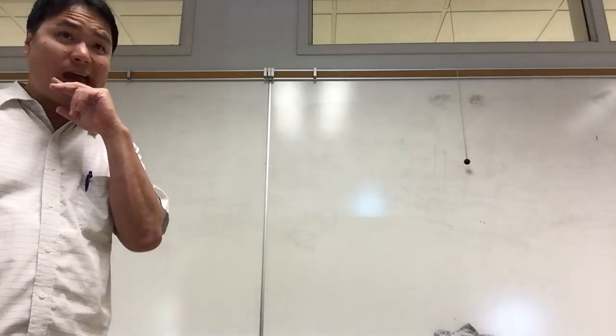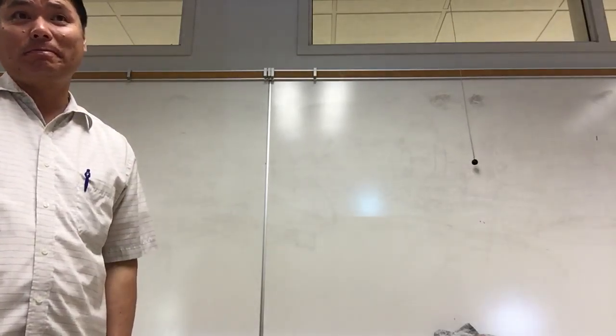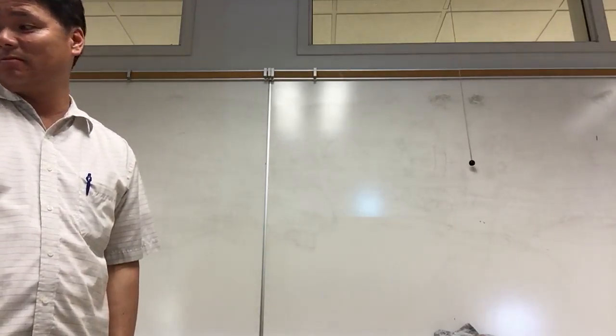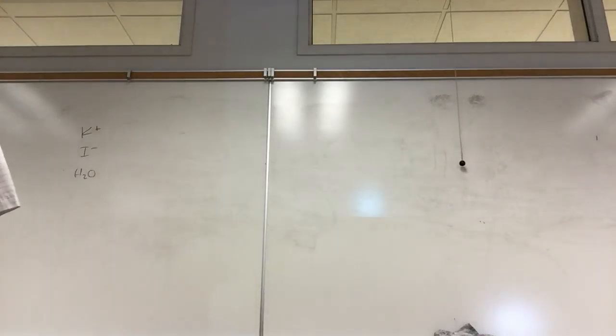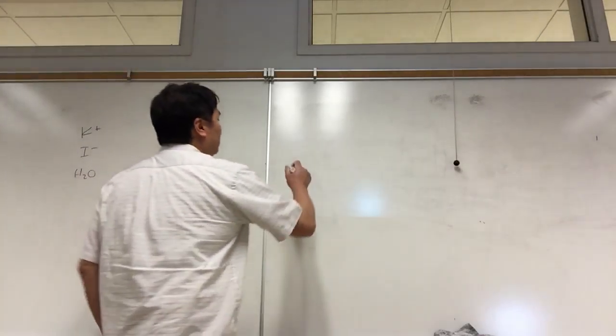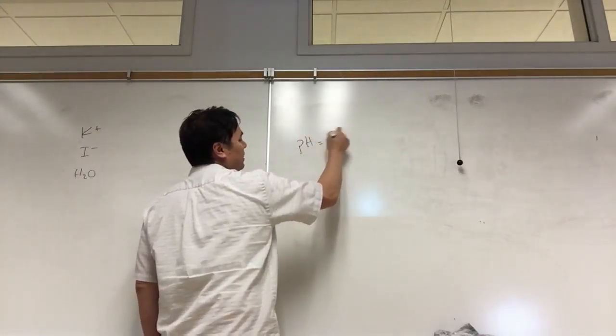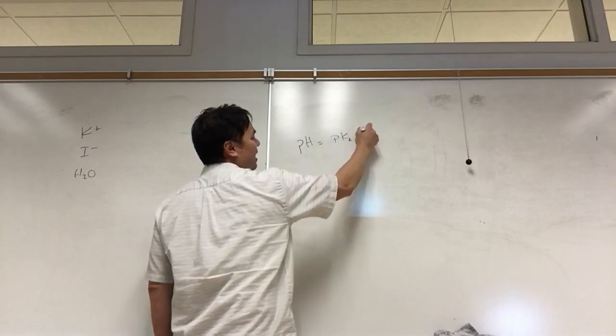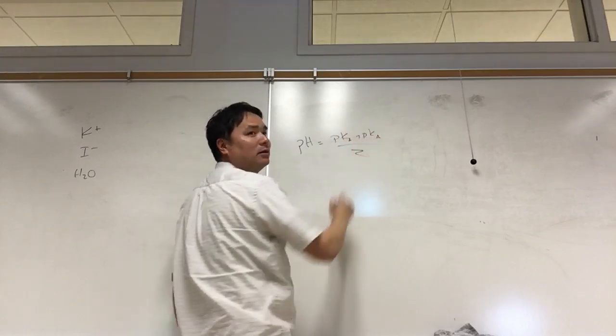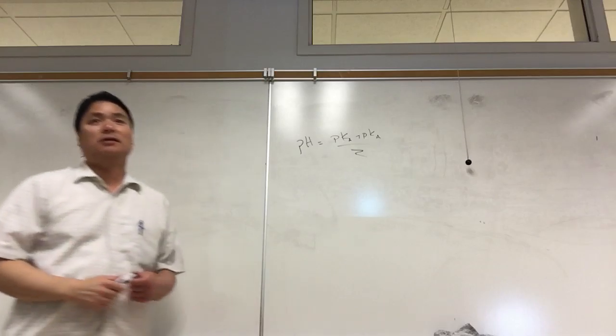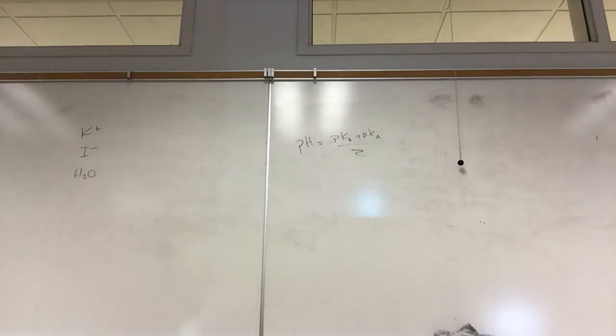How do you know when to add pKa's? How do you know when to add pKa's like this? The pH is equal to the pKa plus pKa divided by 2. That one? Yeah, that equation you have to memorize when to use that equation. And so when do you use that equation?